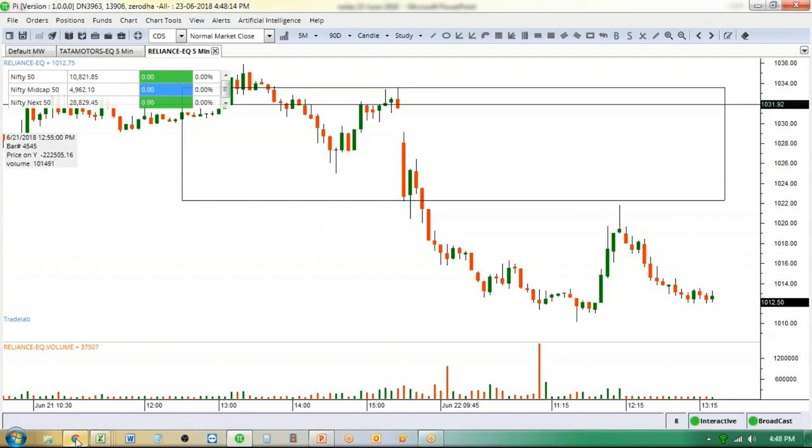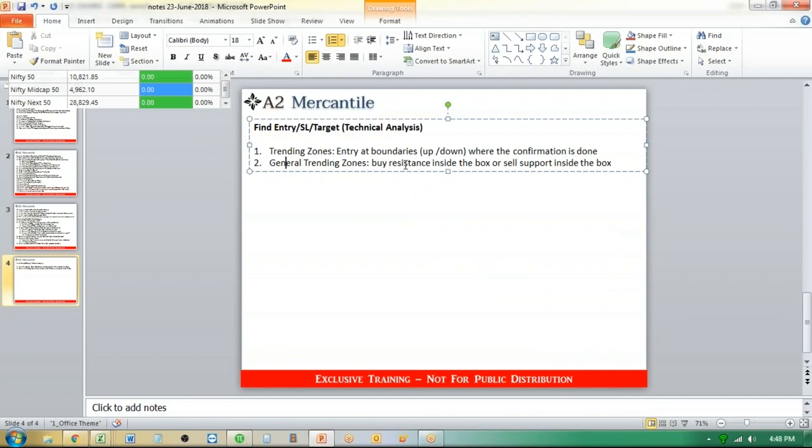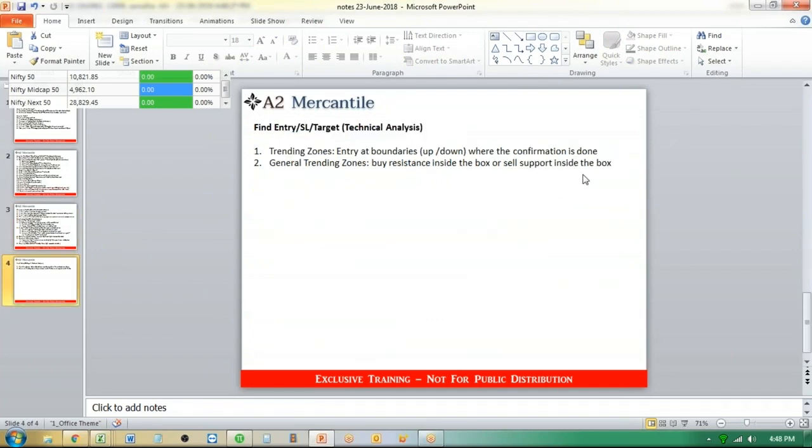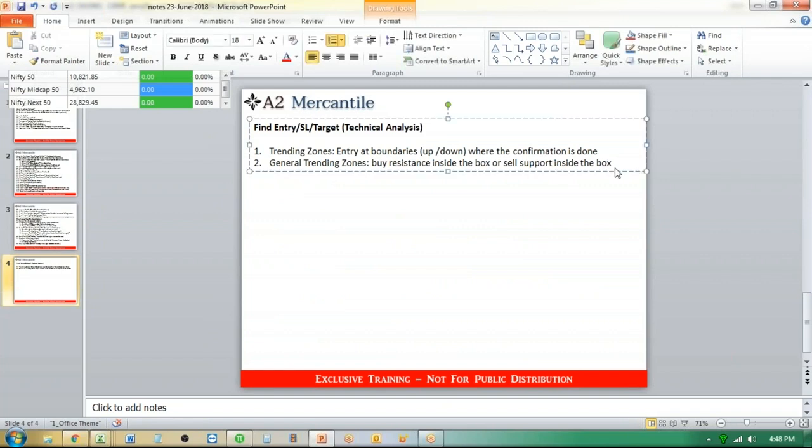Okay. So this is with general trends. What is the third one? Long or short candles, right? So in long or short candles, you will work with the wicks.